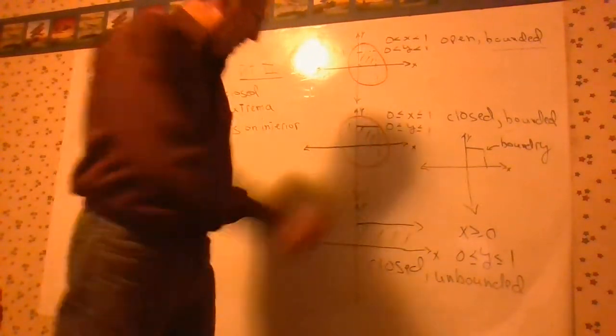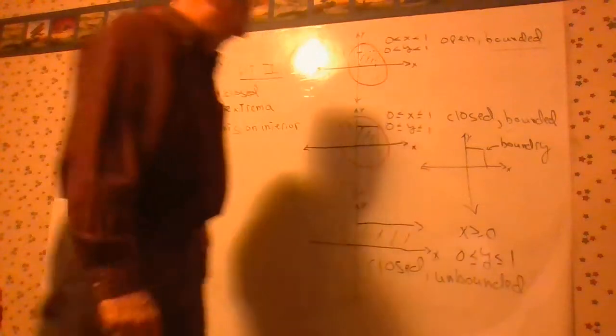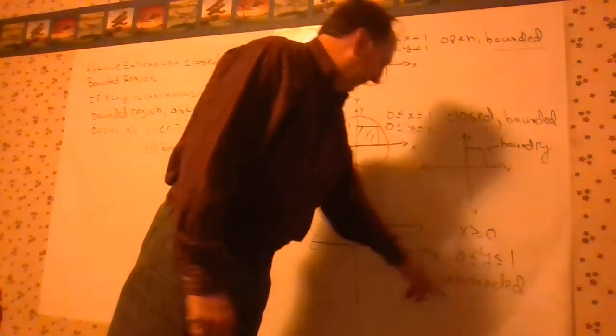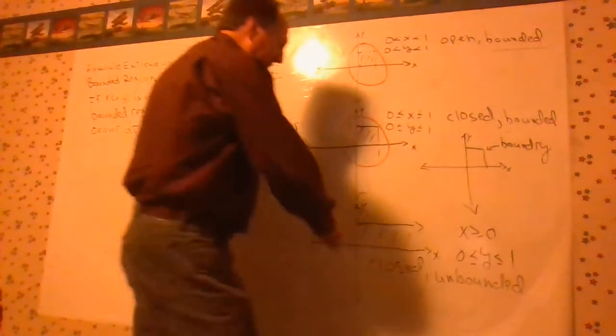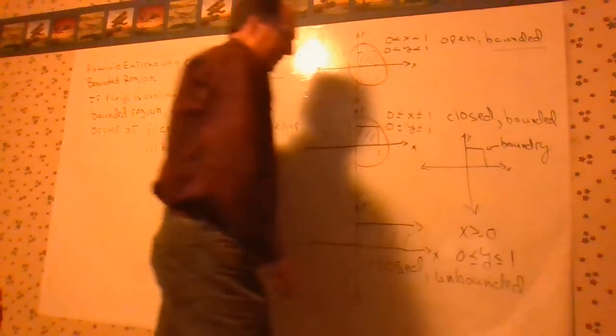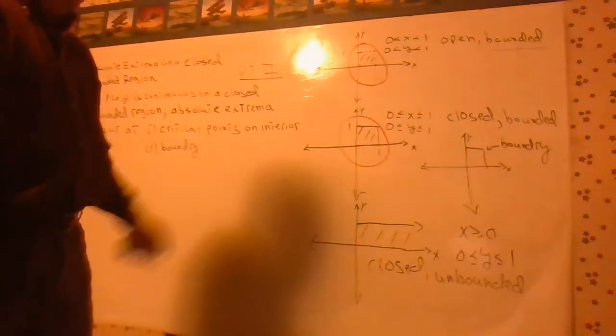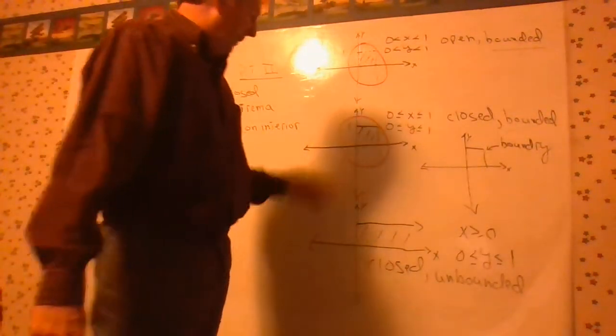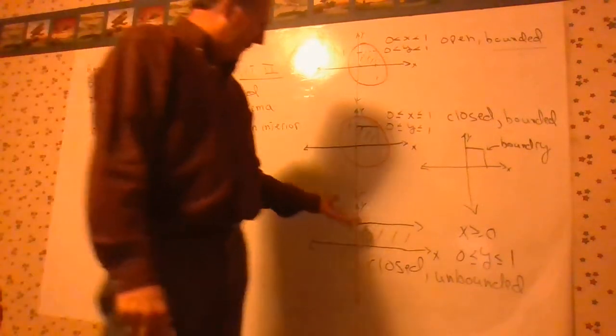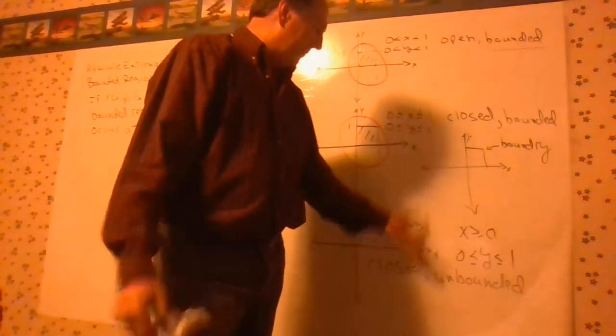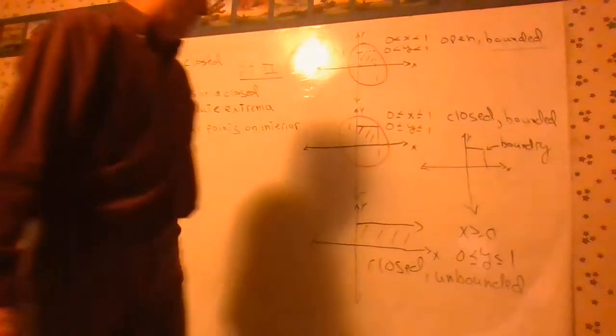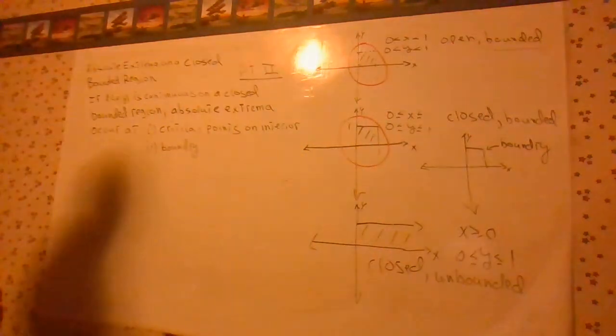So there is no largest number on the x-axis. This is closed but unbounded. You cannot draw a circle around this region. So it's unbounded. Some functions will have absolute extrema on unbounded regions. It's just not what we're talking about right now.